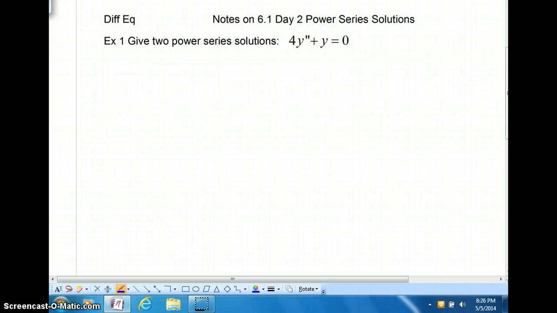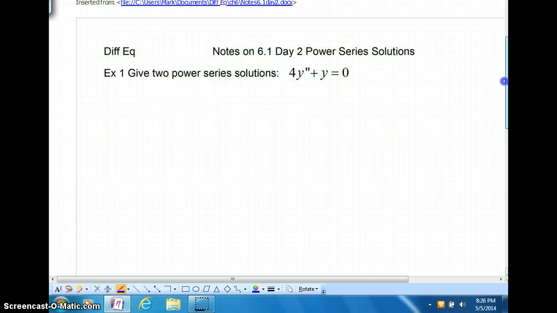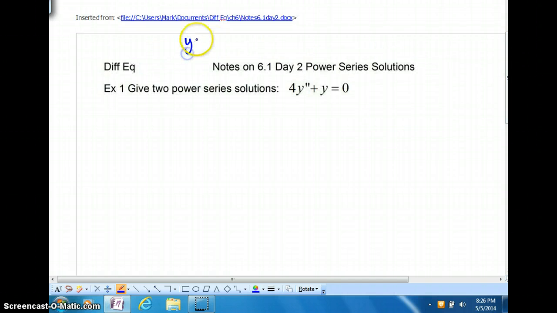For 6.2 day 2, we're really just going to pick up where we left off. We're going to solve a differential equation with power series, but we're going to find out that we can arrive at two different power series solutions. What we did before is we made a quick assumption that y was equal to sigma, going from n equals 0 to infinity, and our power series would be c sub n times x to the n.